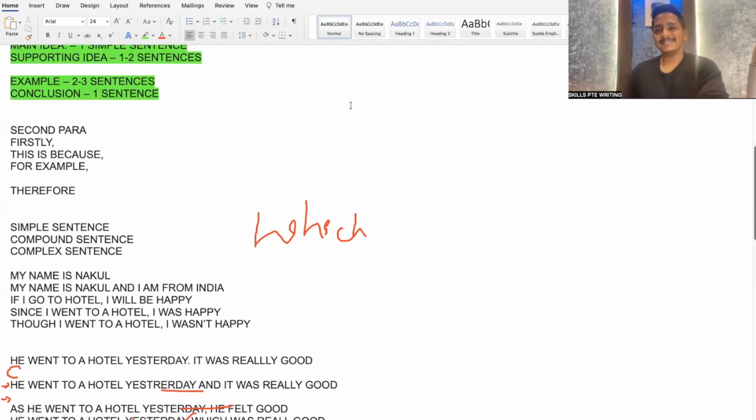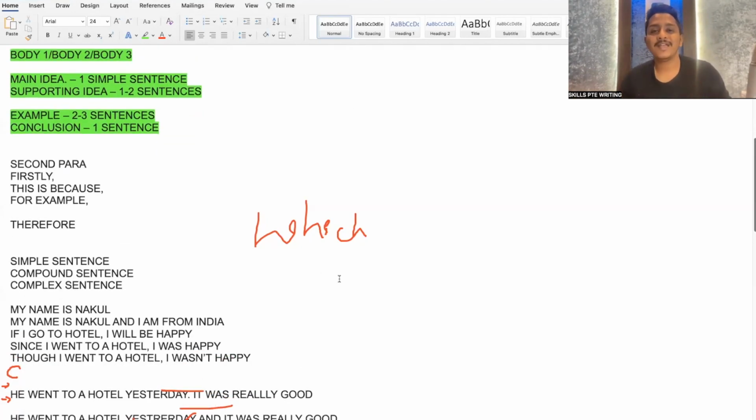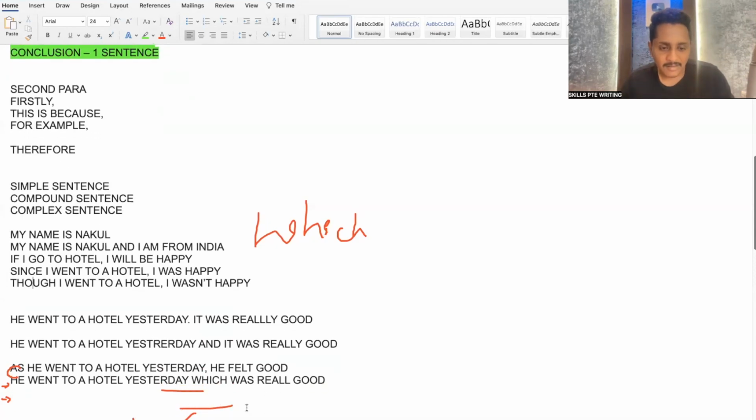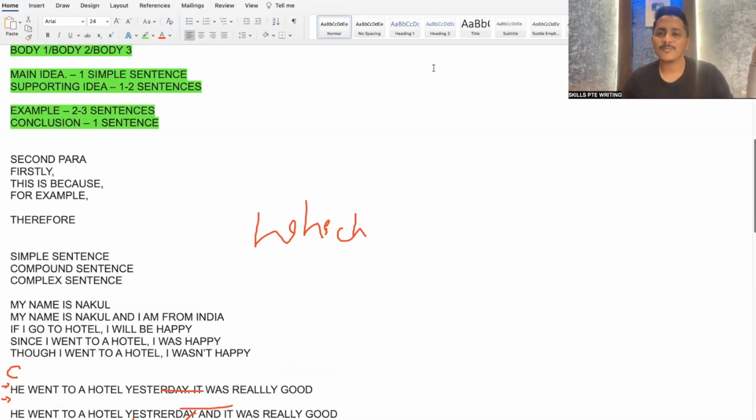So compounding is easy. Use any of those FANBOYS: F, E, N, P, O, Y, S. Use "and", that's okay. Complex can happen in any way: if, since, though, despite, although, because, or you can use which, that. Getting it? So this way, you can actually use complex sentences.